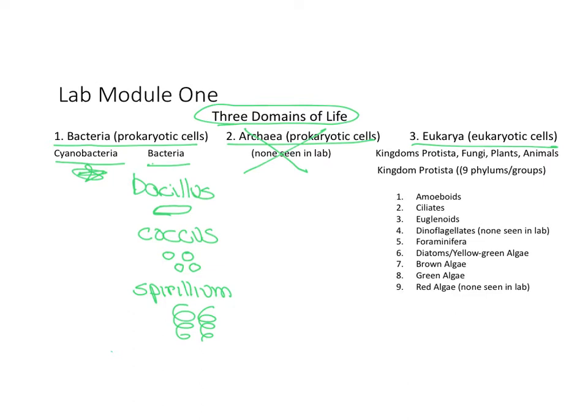Then we're going to move on to the third domain, which is eukarya. And again, this means that they have a very distinct nucleus with a membrane around it. And these are made up of four different kingdoms: protista, fungi, plants, and animals. On this first lab exam, we are only going to be looking at the protistans. Another important point I want to make is that bacteria are very, very tiny. The eukarya cells, in general, are much, much larger. And I'll make some comparisons of that in just a minute.